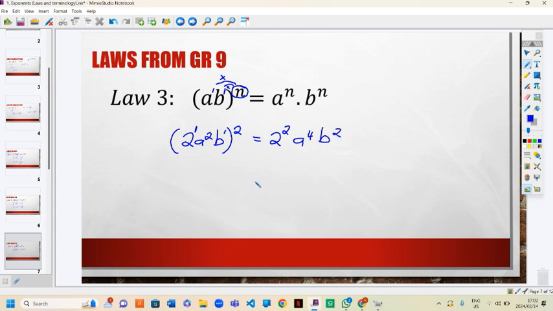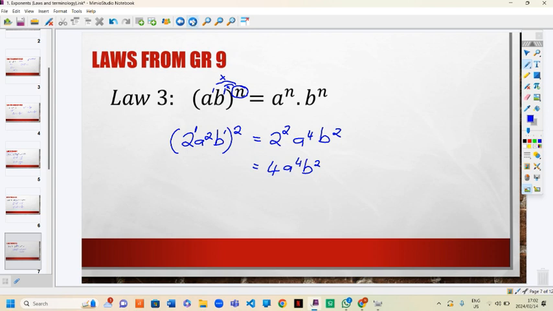Fantastic. Hoping that makes sense. So please, guys, always remember you are multiplying the exponents, not the numbers. In this case, it does happen to be 4, but that doesn't always happen like that. It doesn't always happen. So we've got 4, which is 2 squared, and a to the power of 4, b to the power of 2. Hoping that makes sense.